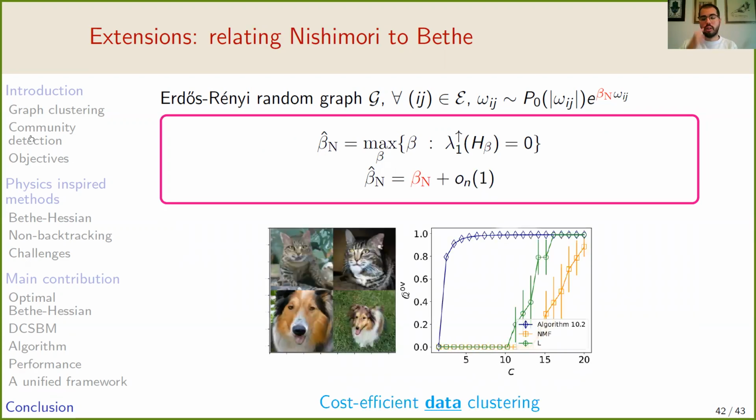We use this result to define a cost-efficient data clustering method. I would like to stress that here we're no longer performing graph clustering, but we really have data such as pictures of dogs and cats. Then we translate the problem of clustering these pictures into a graph clustering problem, and then we use our algorithm, and we obtain very good results as shown in the picture on the right, as compared to methods based on the naive mean field, so essentially a weighted adjacency matrix or the weighted Laplacian.